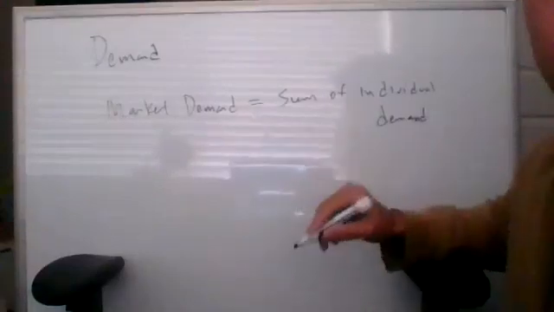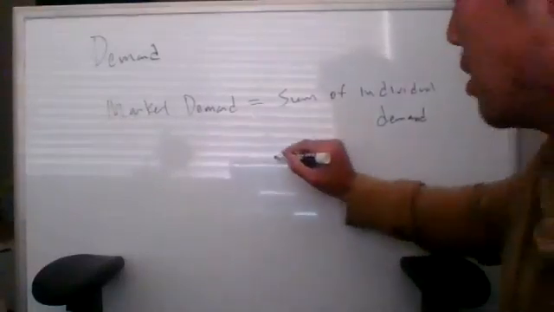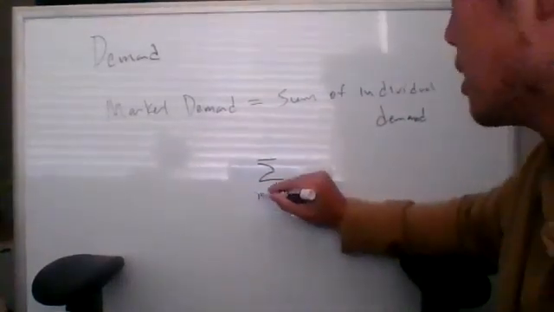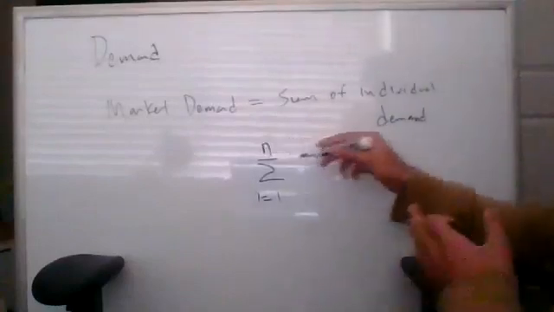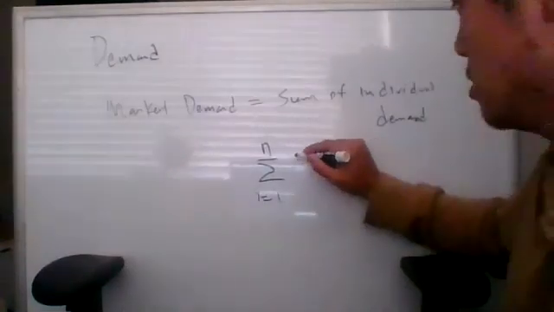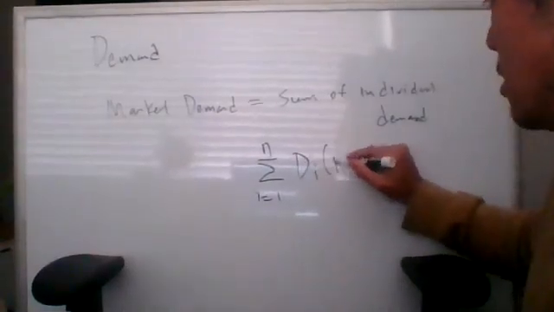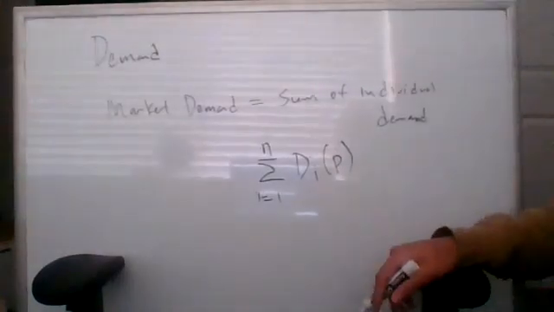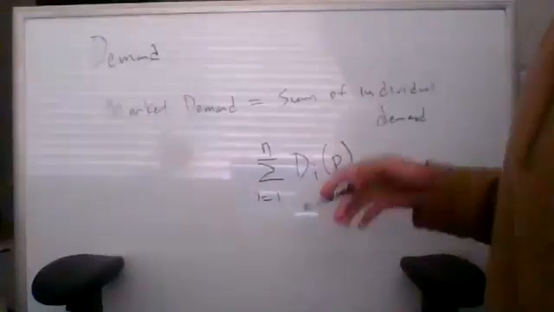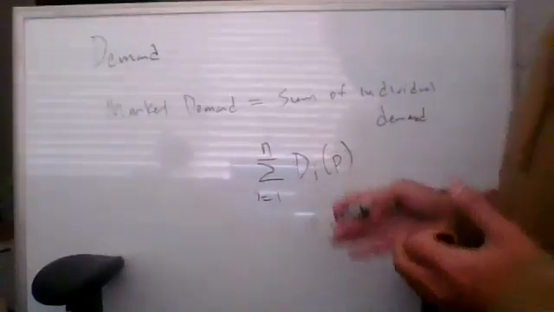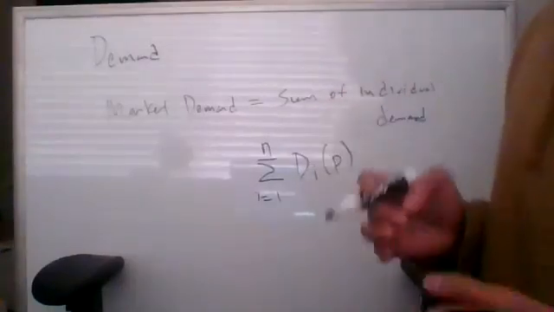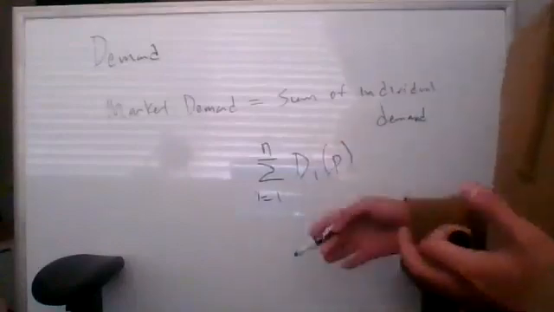You'll probably see it expressed in a more mathematical context, where it's the sum from i equals 1 to n, where n is the number of consumers in the market, of individual demand. We'll call it demand i, and this will be a function of the price. Consumers make their optimal choices on how much to consume based on the price that's given in the market.